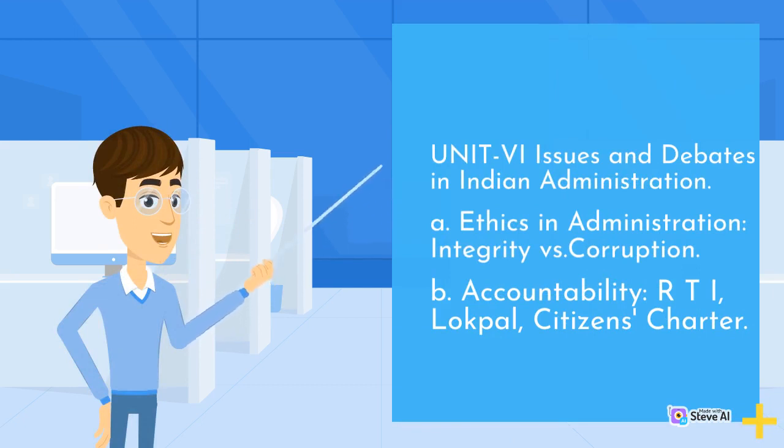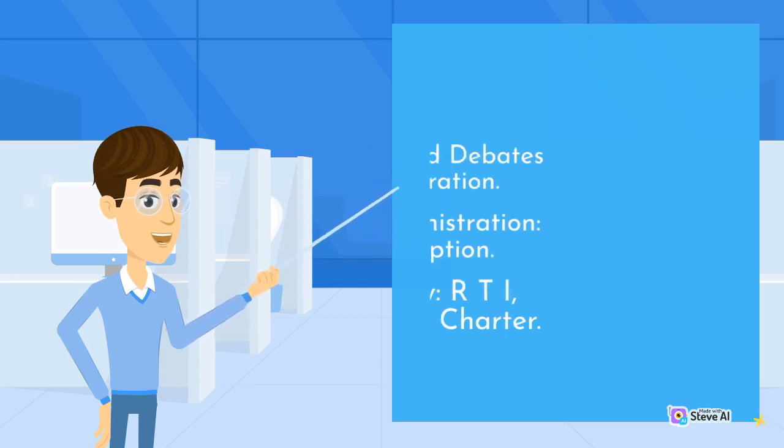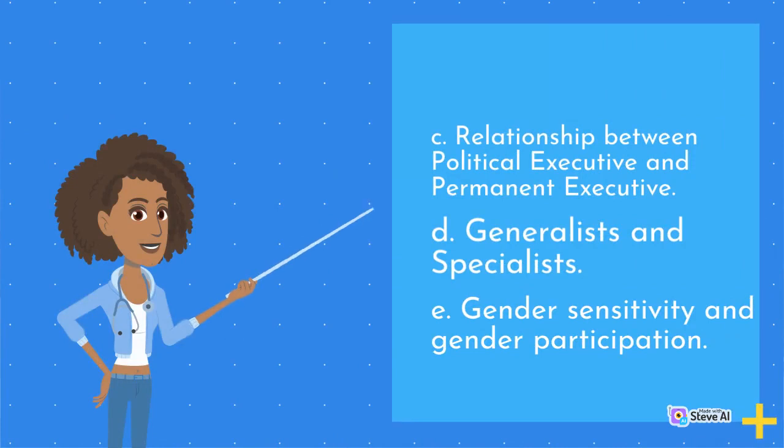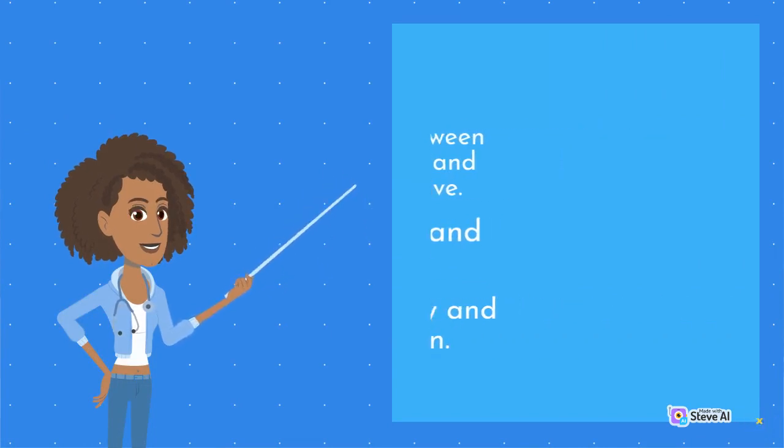Unit 6 Issues and debates in Indian administration. A. Ethics in administration, integrity versus corruption. B. Accountability, RTI, Lokpal, Citizens Charter. C. Relationship between political executive and permanent executive. D. Generalists and specialists. E. Gender sensitivity and gender participation.